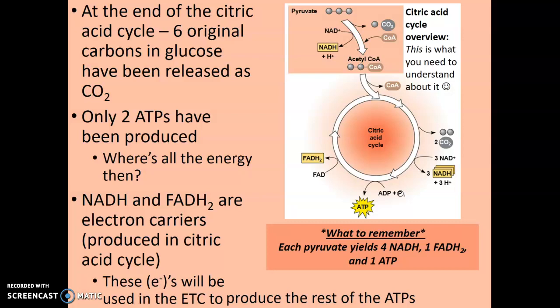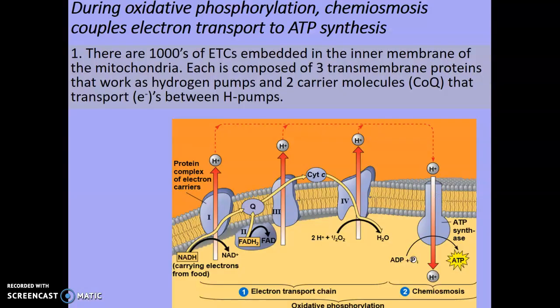So what you need to remember is that in the citric acid cycle, each pyruvate yields 3 NADH, 1 FADH2, and 1 ATP, and we're going to do that 2 times. Then we go into oxidative phosphorylation, or chemiosmosis, to couple the electron transport to ATP synthesis.